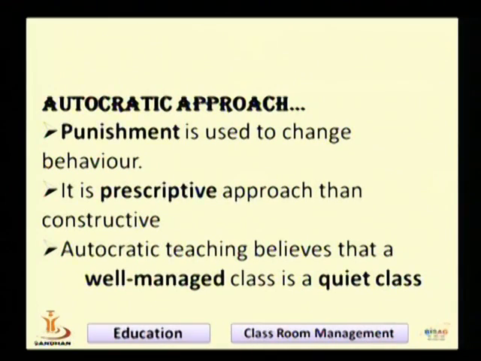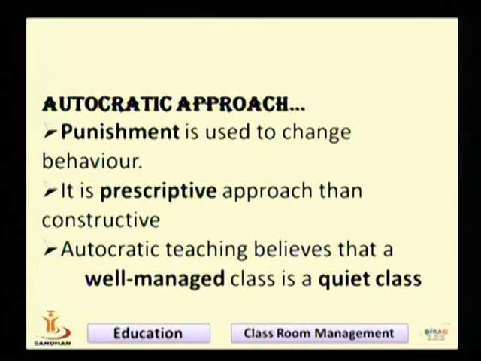He believes that my teaching will go only if the classroom is in a particular way, in the sense that each and every student should sit like an idol in the classroom. Fine. So in the autocratic approach, the teacher doesn't hesitate to punish students or to change or control their behavior. And that's why it is called a prescriptive approach rather than the constructive one.